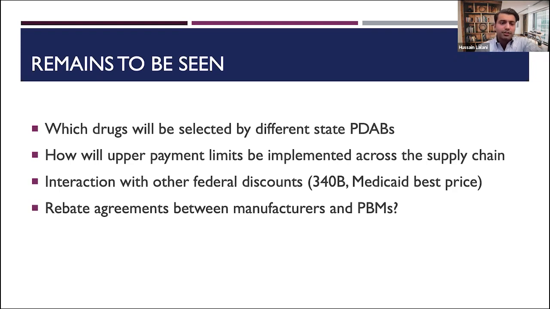Which drugs will be selected by different state PDABs? How will upper payment limits be implemented across the supply chain? What kind of interaction with other federal discounts might take place? And how are rebate agreements going to be impacted by this? We're not going to get into the nitty-gritty of all these questions right now, but if you're interested, I'm happy to talk more about it in the Q&A session.